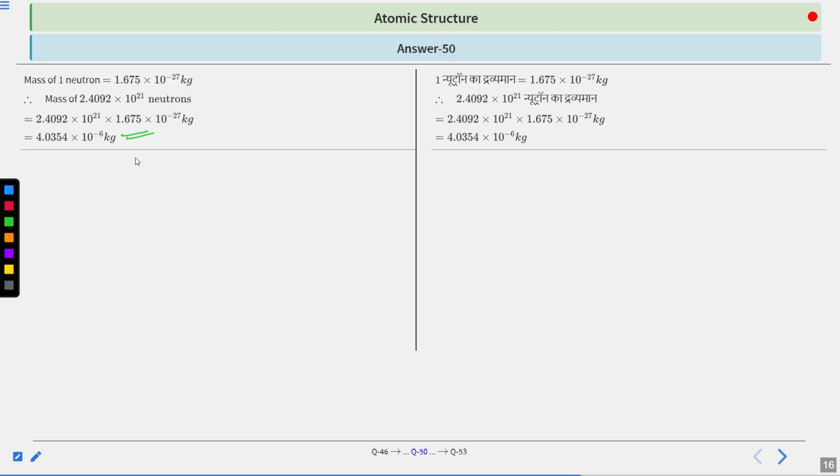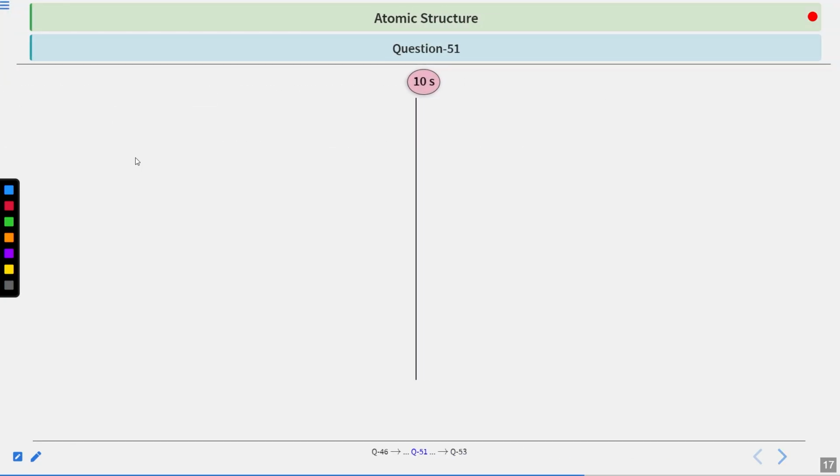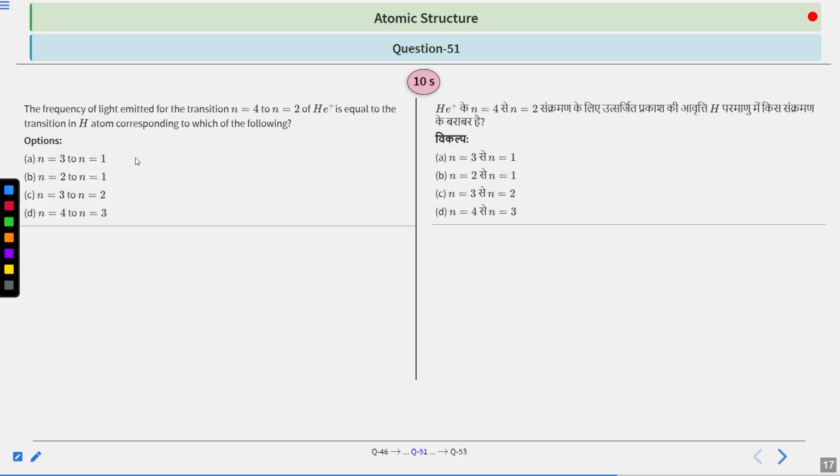Moving on to the next question. Question number 51 says that the frequency of light emitted for the transition n equals 4 to n equals 2 of helium plus is equal to the transition in hydrogen atom corresponding to which of the following? Your options are: option A, n equals 3 to n equals 1. Option B, n equals 2 to n equals 1. Option C, n equals 3 to n equals 2. Option D, n equals 4 to n equals 3.